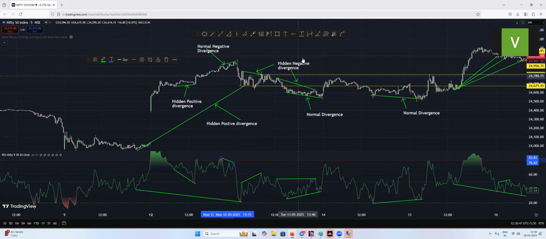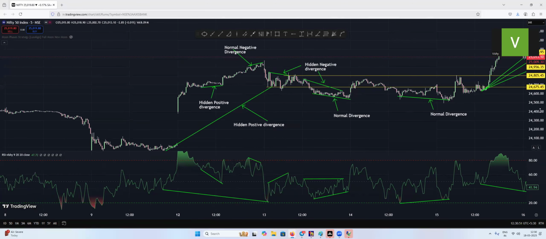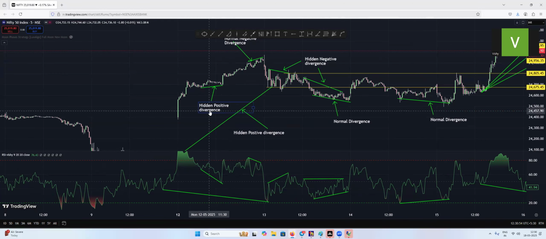Now let's come to the hidden divergences. Hidden divergences are quite the opposite of the normal divergences. So this is hidden positive. You see what has happened? The price has made a higher low, whereas RSI has made a lower low. So they're diverging. Take this trend line, it is going upwards, and this one is going downwards. Divergence is basically the two diverging.